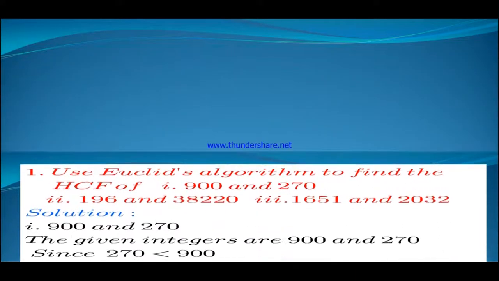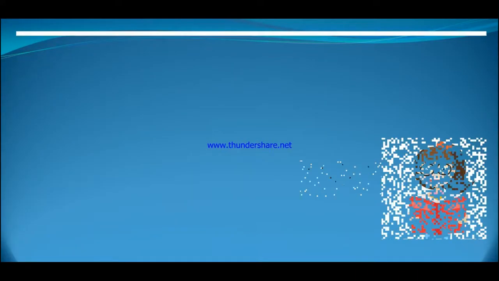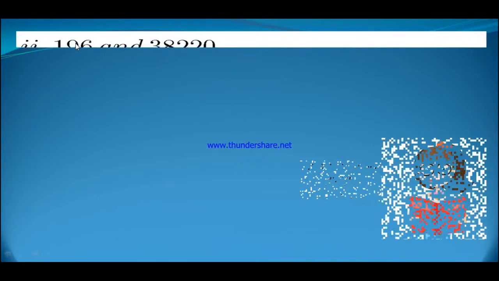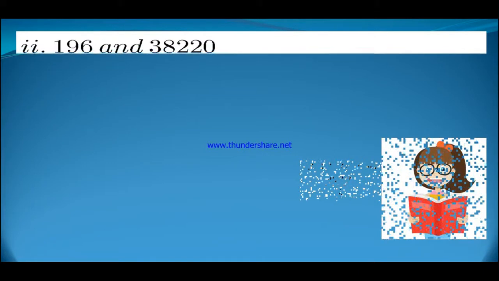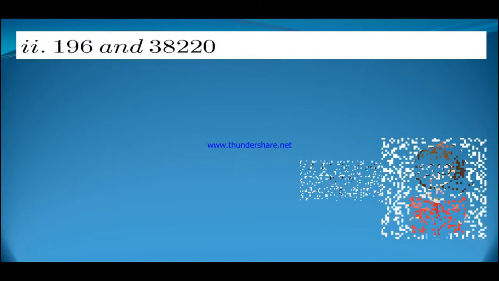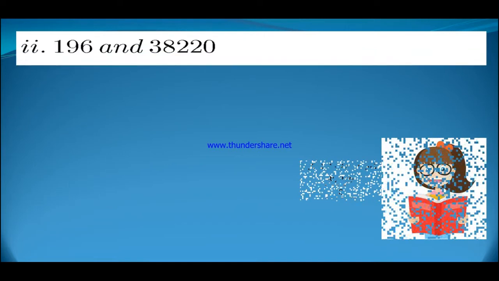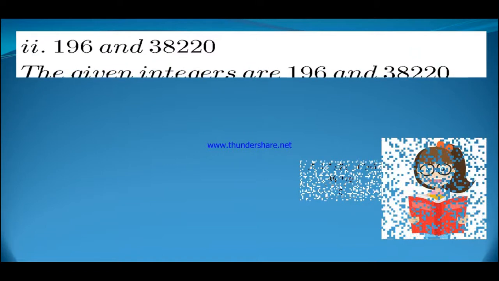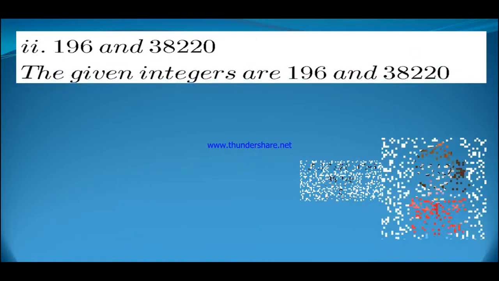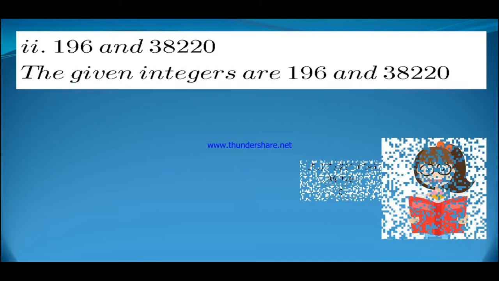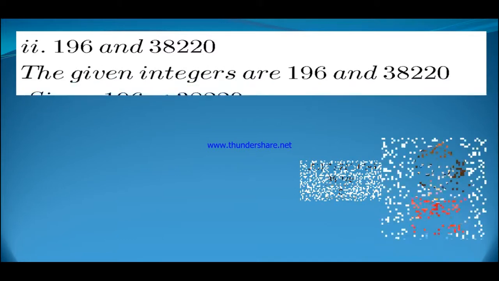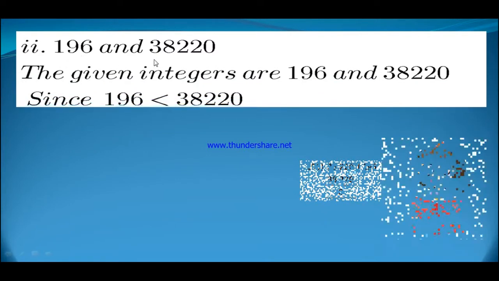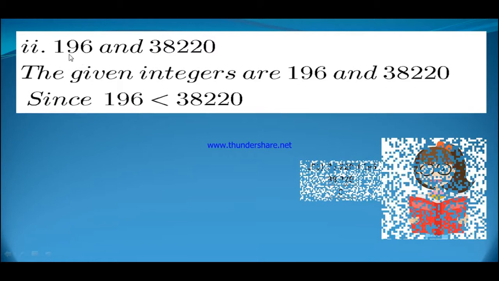Now let us solve the second bit. Here the second bit is, find the HCF of 196 and 38220 using Euclid's division algorithm. Here what are the given integers? One integer is 196 and the second integer is 38220. Now among these two integers, which is the smallest integer?